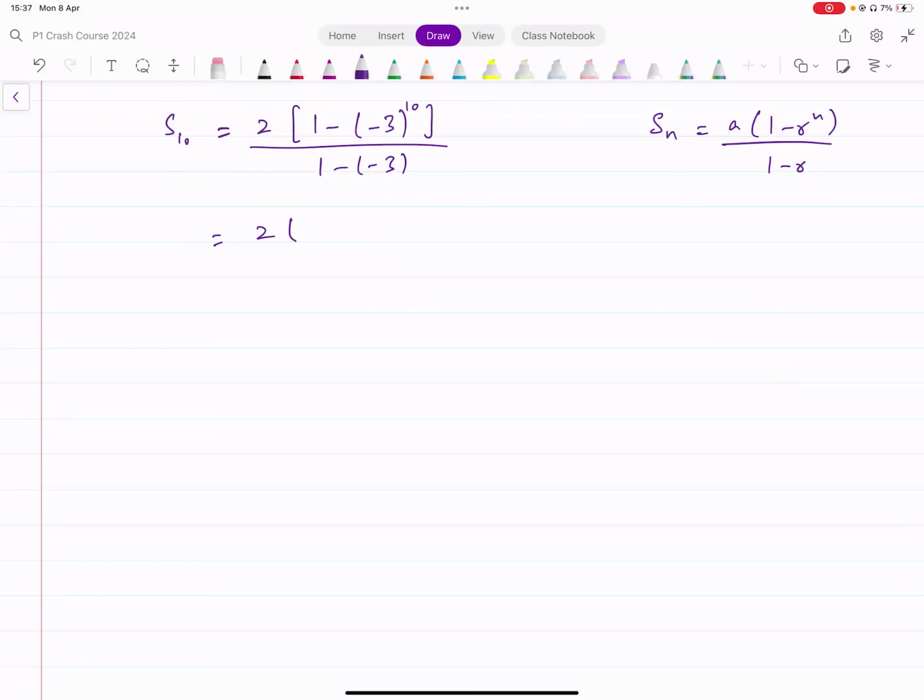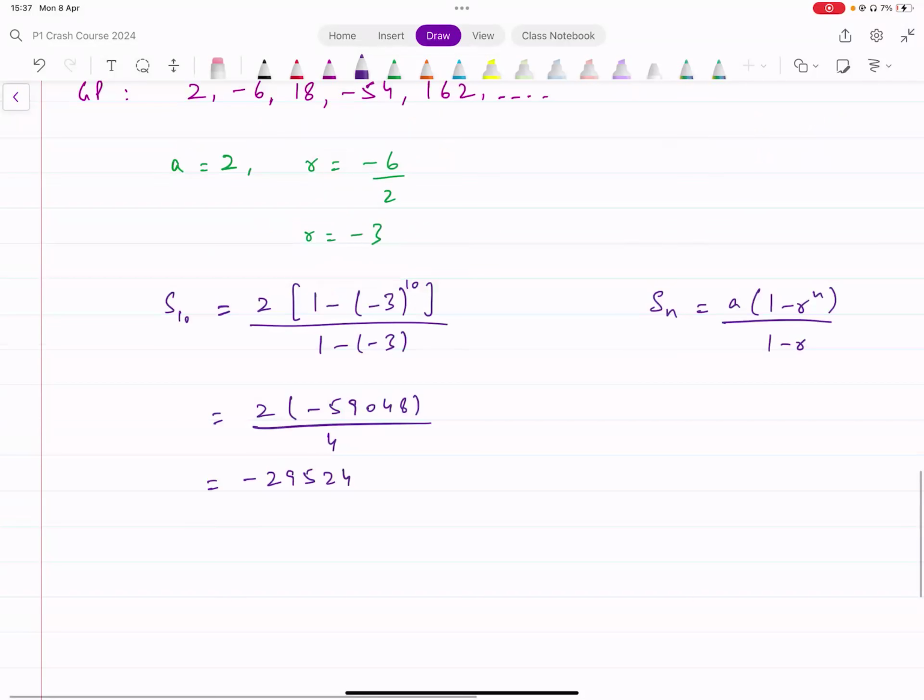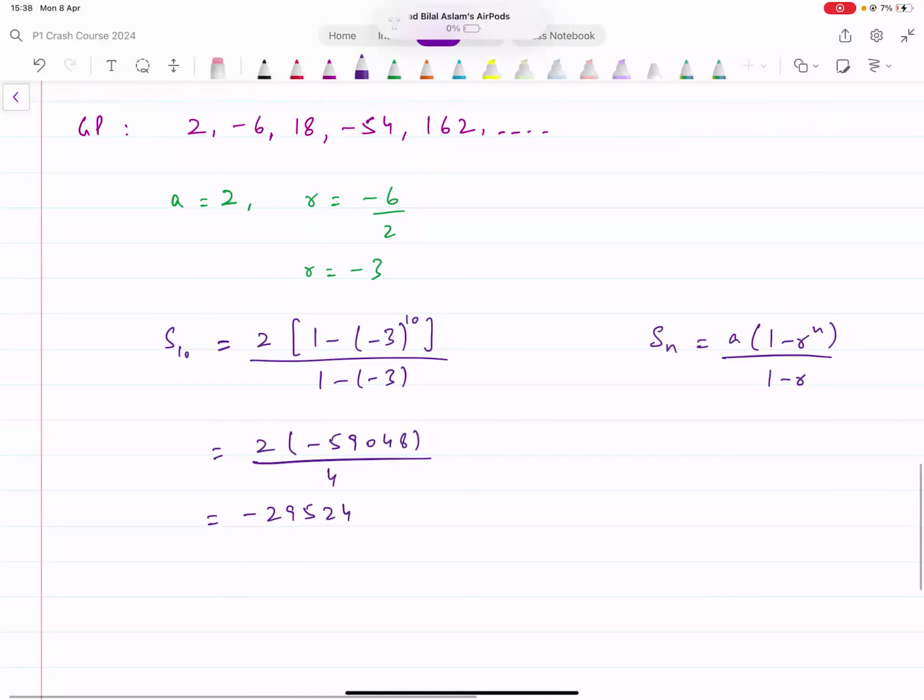So this gives me 1 minus (-3) raised to power 10. That's -59048 in the numerator. In the denominator, we've got 4. And this turns out to be -29524. This is the sum of the first 10 terms of the sequence. This is how you would evaluate this. Make sense? Any questions on this?